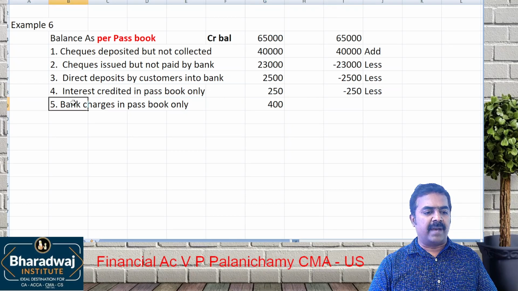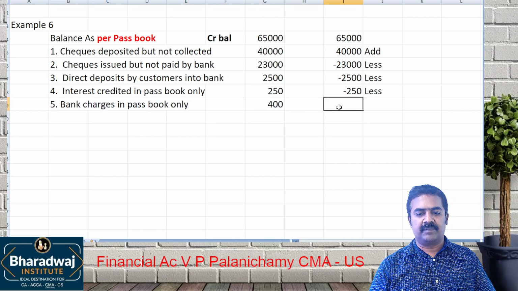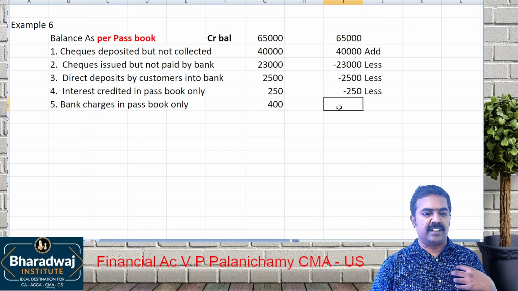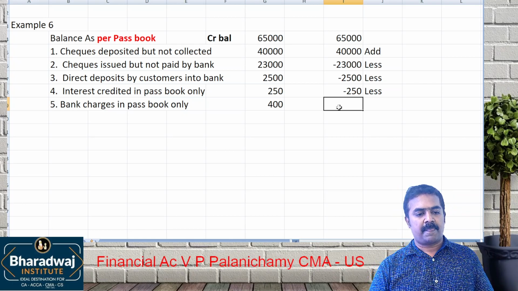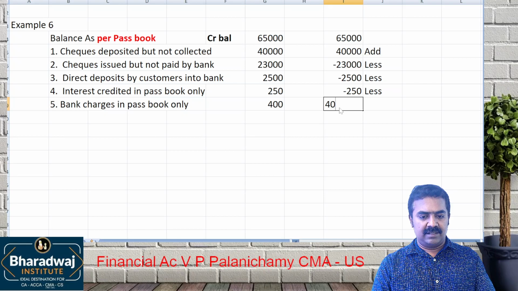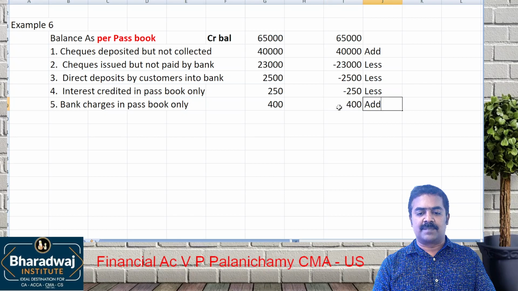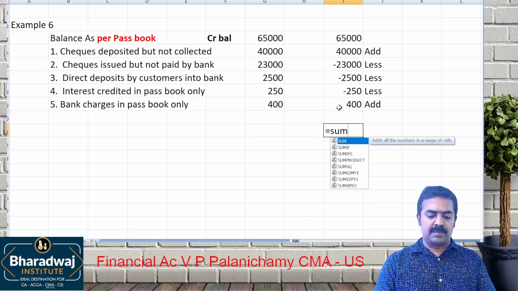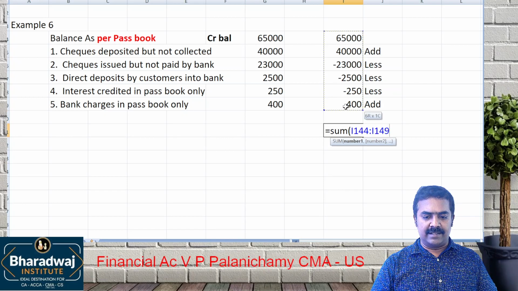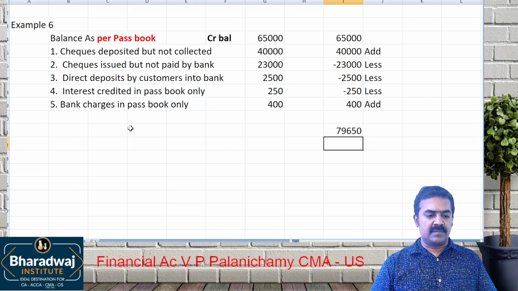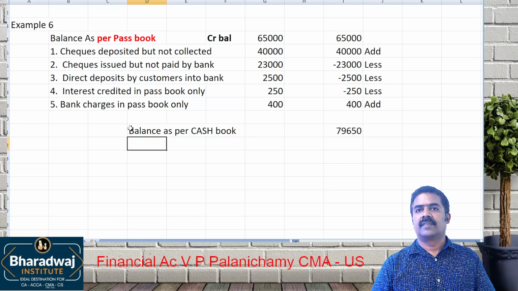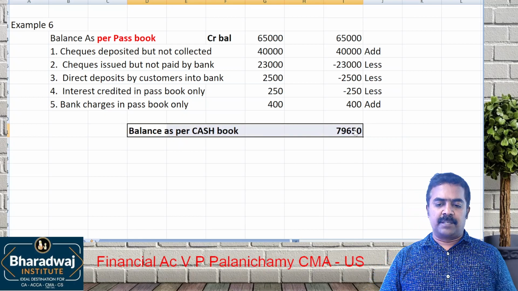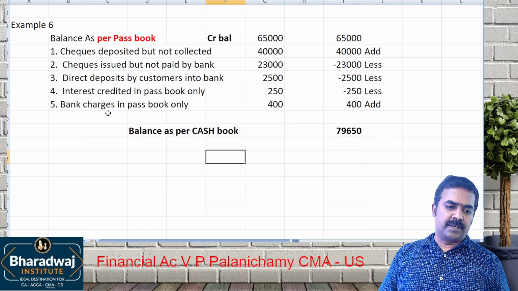Then, bank charges in passbook only. We have reduced 400. Customer has not reduced. What to do? Add. In the bank we have reduced, customer has not reduced, so add it. You will get, this is which one? Balance as per which one? So adjust according to the other party. Adjust according to the other party.